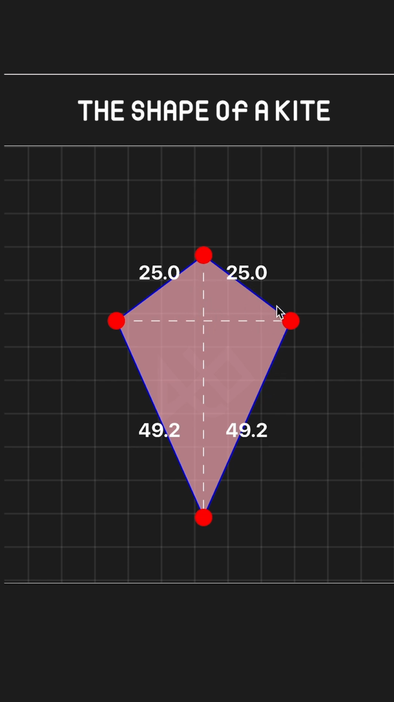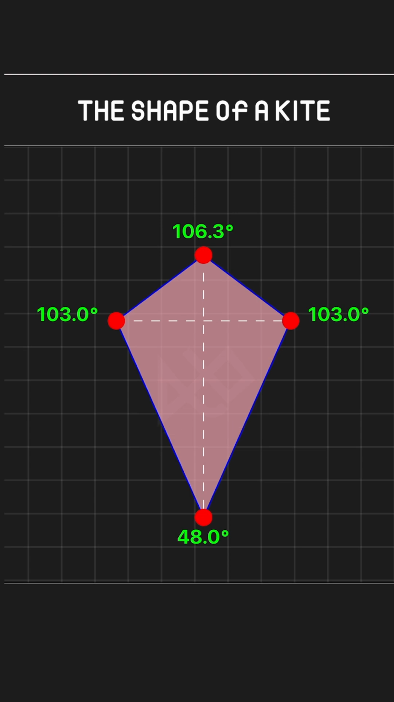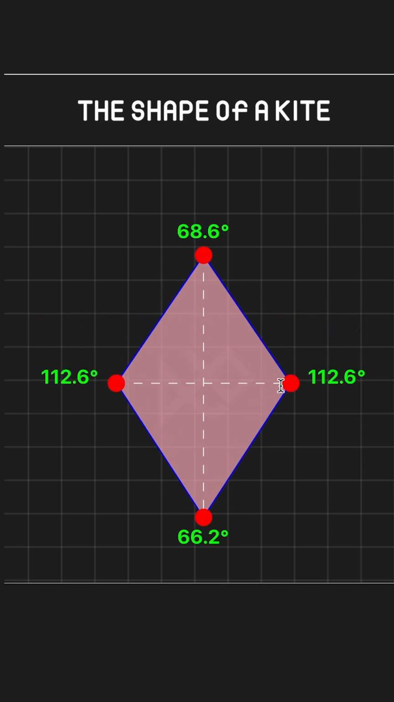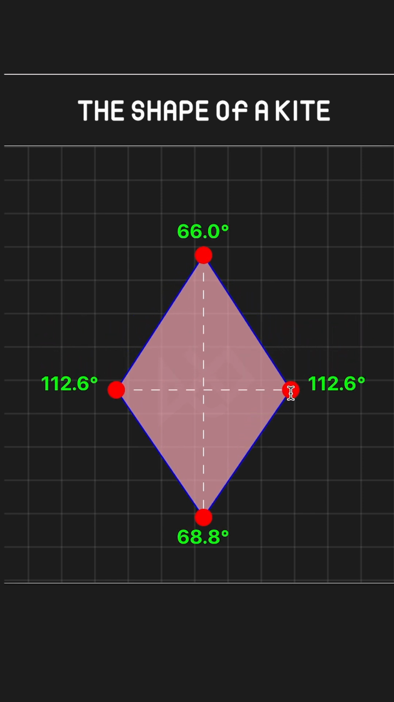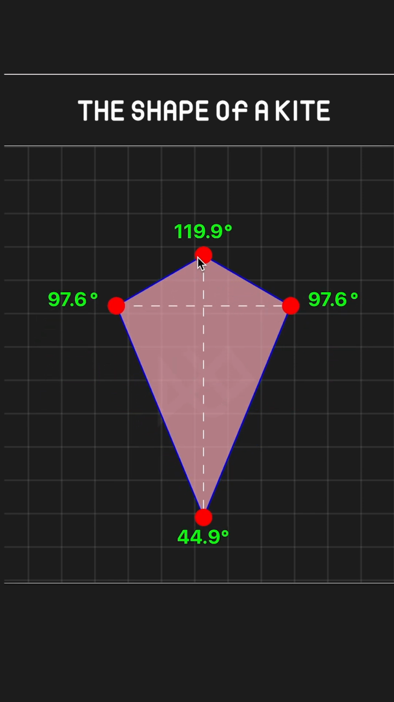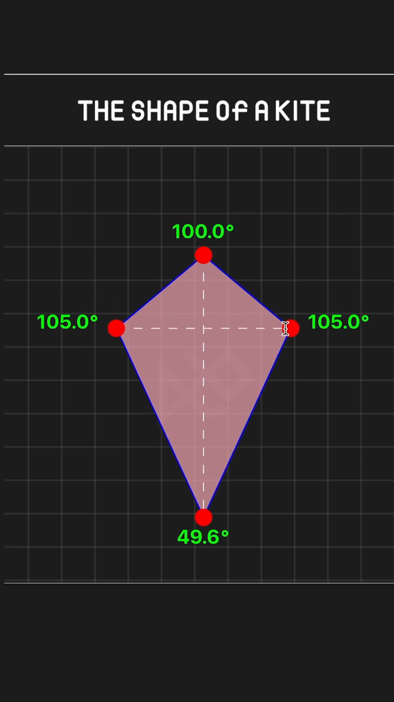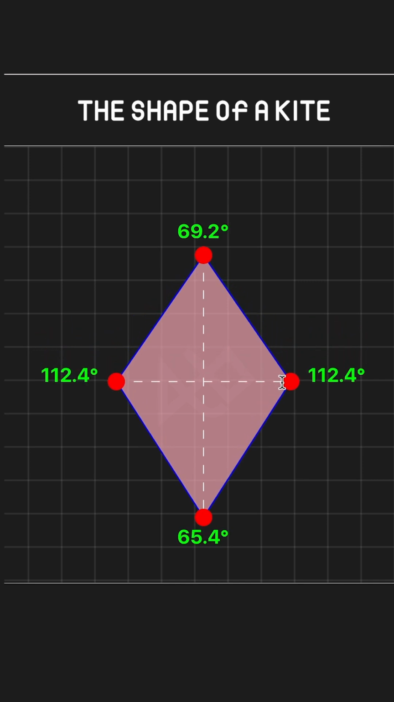If we add to one of the sides here, the balance will be affected. We have one last feature, which is the opposite angles on the shorter diagonal. They are always the same. Meanwhile, the angles on the longer diagonal must be different for us to have the kite shape. We can see that it is always the same.